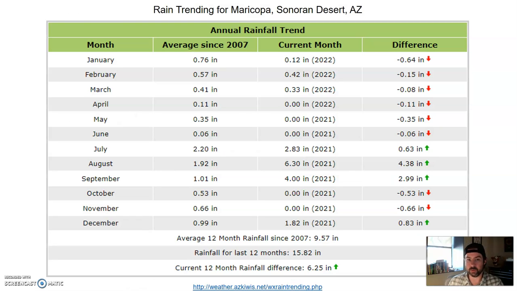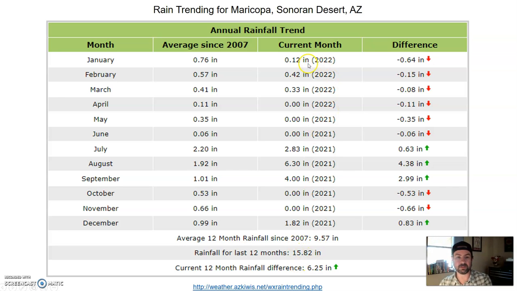Looking at annual rainfall, now this is down in Maricopa, but this is some good data. So this looks at every month of the year, averages since 2007, current month. So this data that I have is current up through April of 2022. The rest looks at what occurred in 2021. It also looks at the total 12-month rainfall, the average 12-month rainfall, actual rainfall in the last 12 months, and the difference between the average and the actual rainfall.